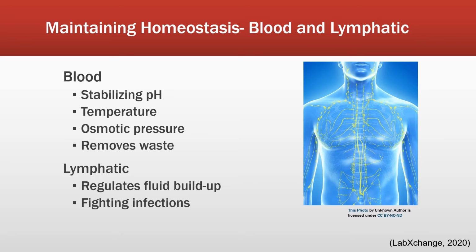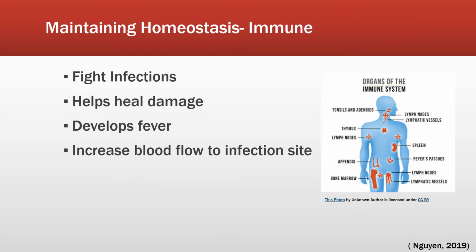Antigens are created in the body to prevent us from getting sick and maintaining homeostasis. The immune system aids in maintaining homeostasis by fighting back infections, helping to heal the locations that have been damaged by infection or trauma, will cause the body to develop a fever during an infection, and increase the blood flow to the infection site so oxygen and immune cells can get to the site quickly.